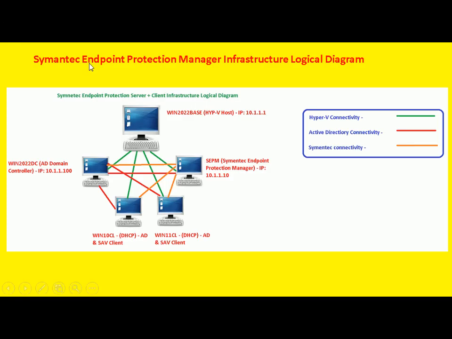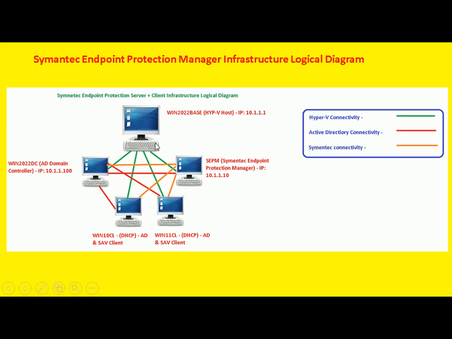So how our logical infrastructure will be set up on the Symantec Endpoint Protection. So it is an infrastructure logical diagram. It looks like a spider web, but don't worry, I will explain it. So the logical diagram consists, the first machine is of course your Hyper-V host, the physical machine. Its IP will be 10.1.1.1, and for this Hyper-V connectivity, you can see over here I have given different colors for the connectivity lines. So this is the Hyper-V host, then Hyper-V connectivity is green, so the Hyper-V console is connected, the clients are connected to the Hyper-V server using this green connectivity.